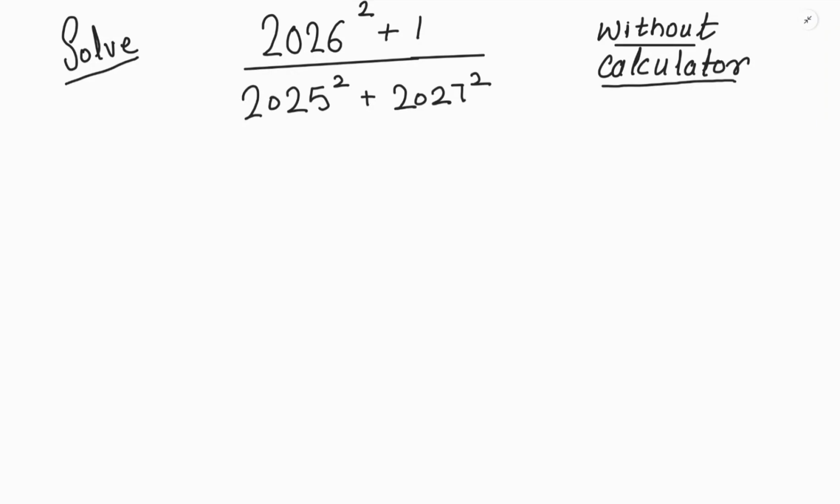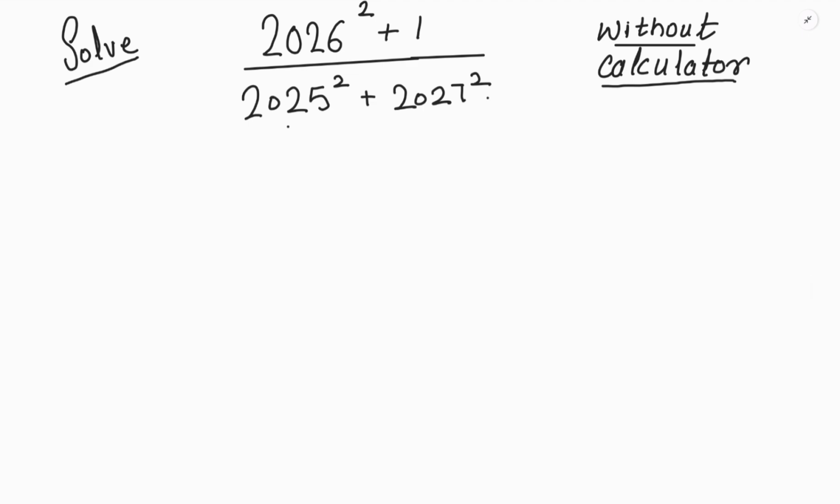Hello beautiful people. In this video we have this very beautiful question. We are in 2026 now, and 2025 is gone and 2027 will come next year, right? So here we have (2026 square + 1) divided by (2025 square + 2027 square), right? We need to solve it without using the calculator, okay?